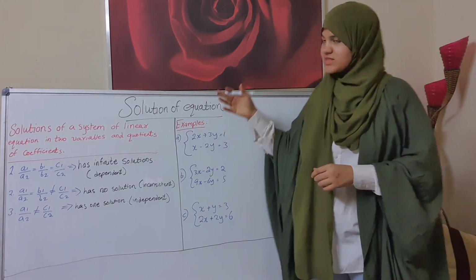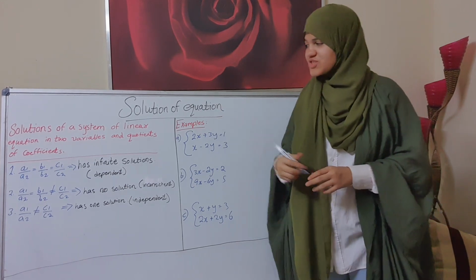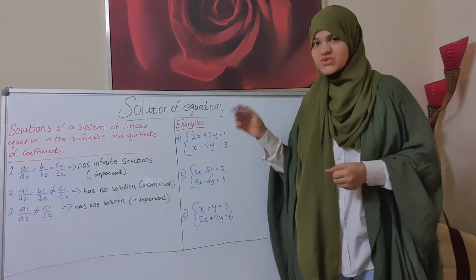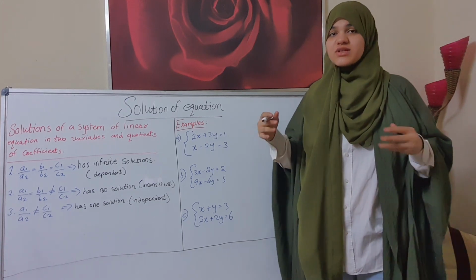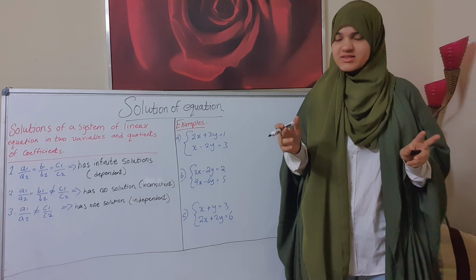First of all, there are three formulas, or three rules, for this. The first one says A1 over A2 is equal to B1 over B2 is equal to C1 over C2. If all of them are equal, that means they have infinitely many solutions, which is also called dependent.